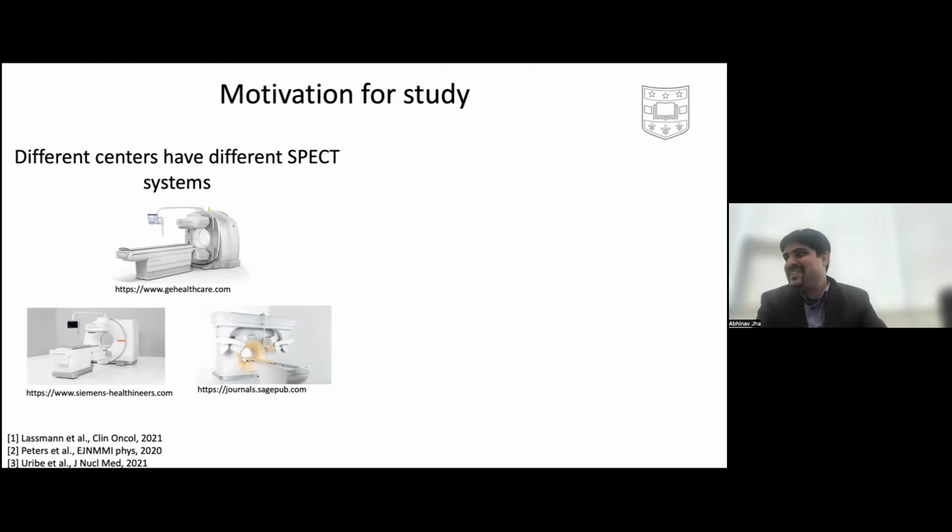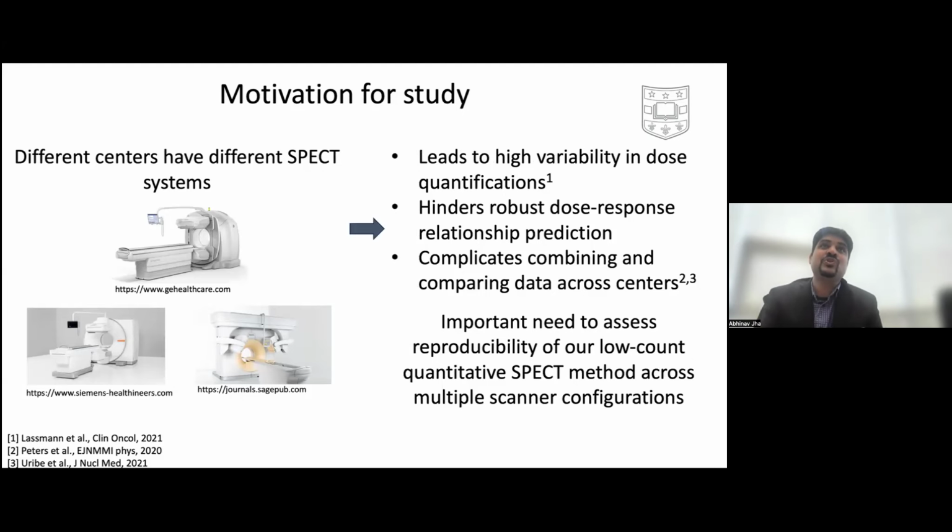So different centers: you have a GMI, we have a G640, we also have a 670, and now we're getting a StarGuide, and you are getting a StarGuide, and there are those which have the Siemens Symbia, right? So different centers have different scanners and different SPECT systems. This leads to variability. If you have variability in the activity uptake that is measured, so given a certain activity uptake, you have variability in your own estimates of it, this would lead to variability in dose quantification. This can then hinder robust dose-response relationship prediction. And then this can complicate combining and comparing data across different centers.